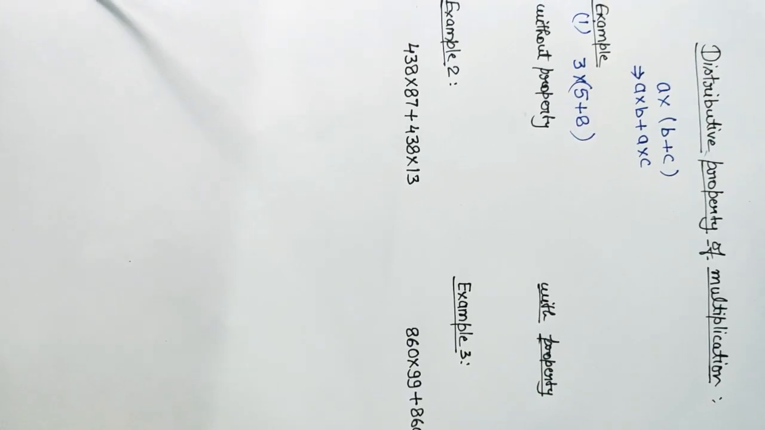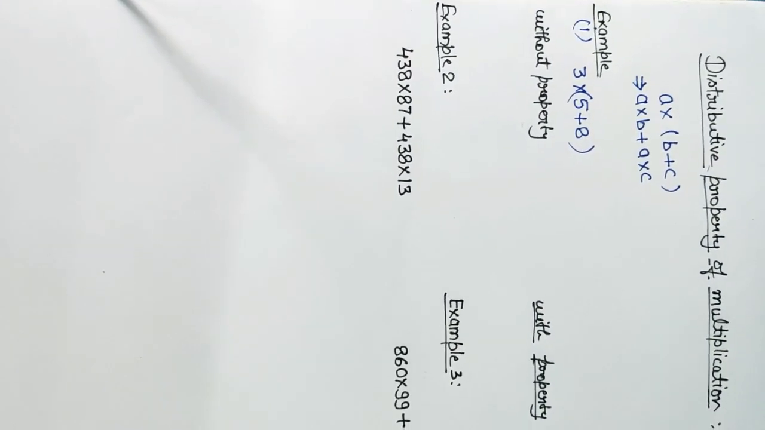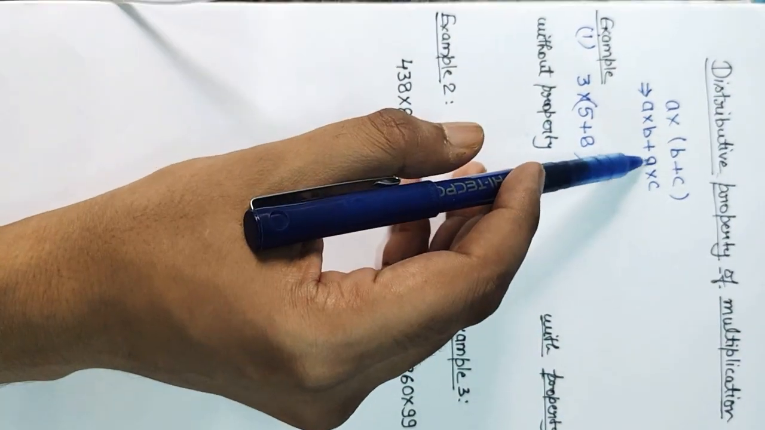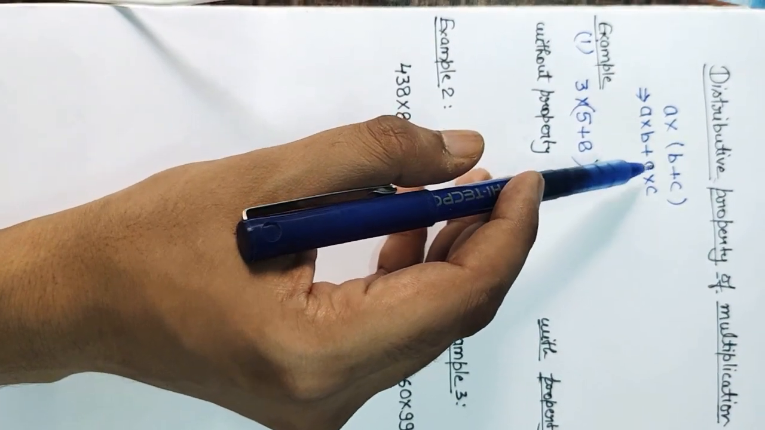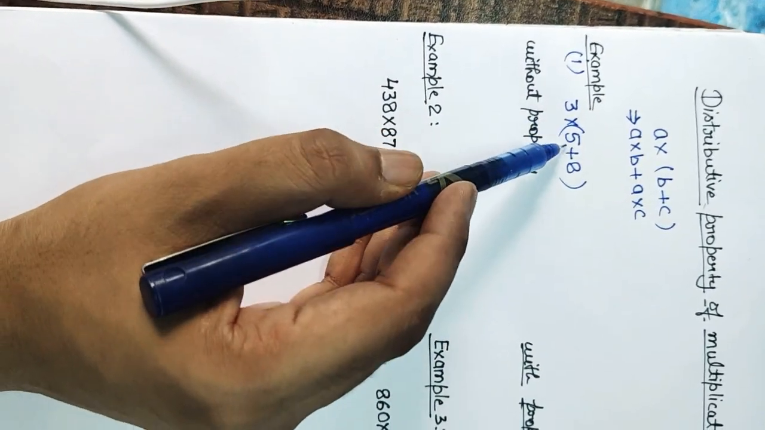Here we will see how to multiply numbers with the distributive property. So we are taking an example here. Using this formula we will try to solve it, but before that we will solve it by the regular method, as we do it without the property. So without the property, how would we solve it?